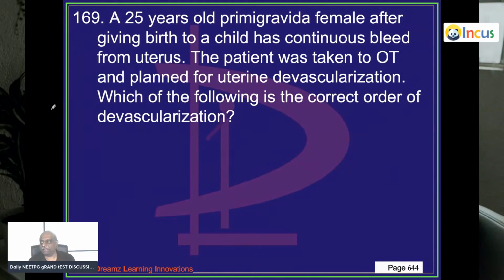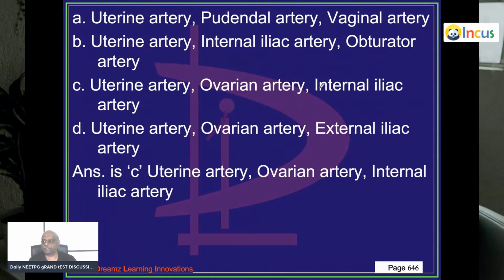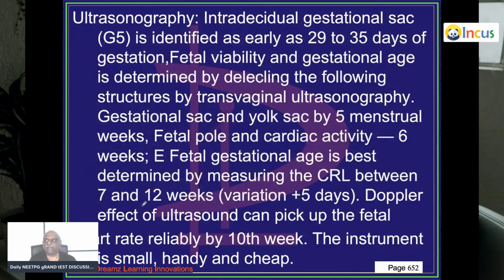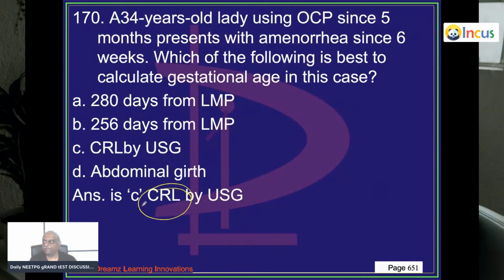25-year-old primary gravida giving birth to a child, continuous bleed from the uterus, plan for uterine devascularization. What is the order? Uterine artery, ovarian artery, internal iliac artery, worst case. 34-year-old using OCP since 5 months, presents with amenorrhea since 6 weeks. Crown-rump length by ultrasound is very precise depending upon her age of gestation.